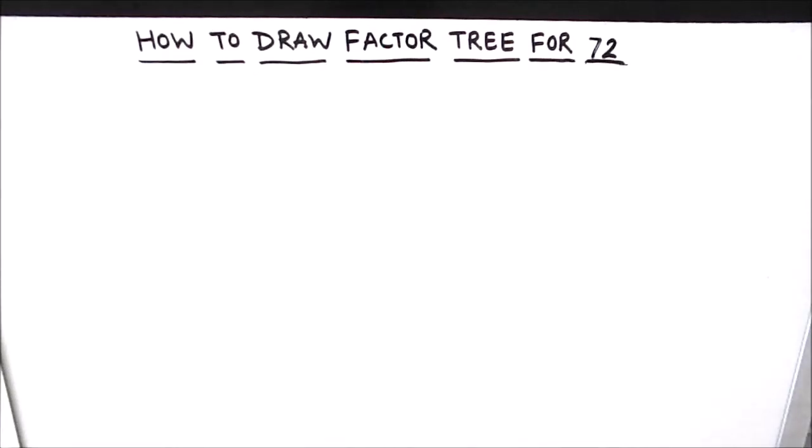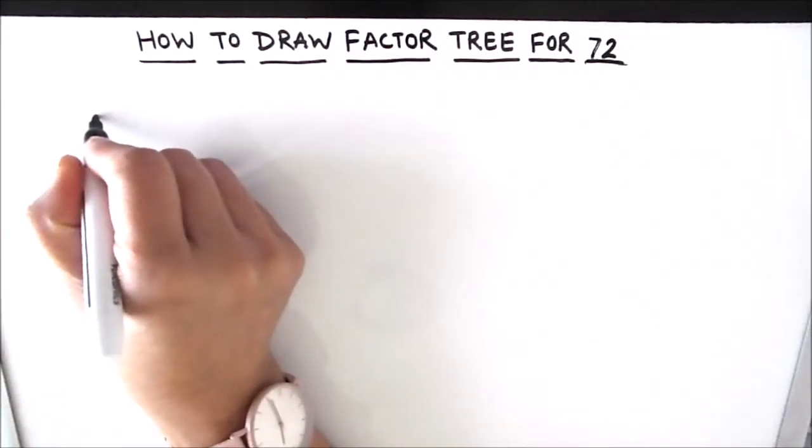Hello students, in this video we are going to learn how to draw a factor tree for the number 72. For drawing the factor tree of a number, we should know all the factors of the number. Factors are numbers which divide the number fully without leaving a remainder. So if 72 is divided by any number and there is no remainder, then that number is a factor of 72. So let's draw the factor tree for the number 72.